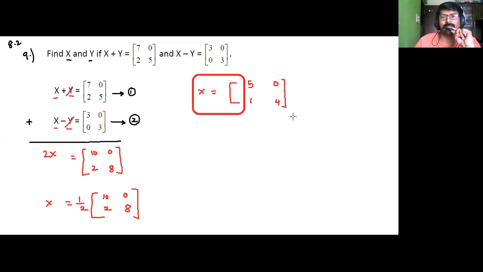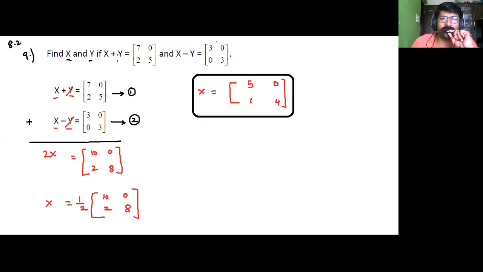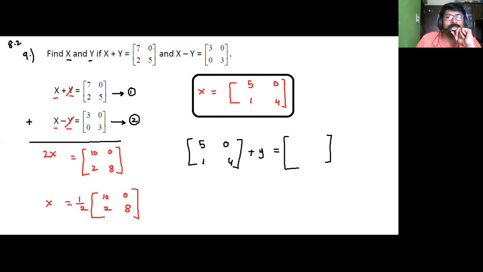Now once we get this matrix X, what is to be done? We can plug this matrix X into either equation number 1 or equation number 2, and that's how we're going to get matrix Y. Let me show you. So 5, 0, 1, 4, I am putting the matrix X value in equation number 1, plus Y is equal to the right hand side, which is 7, 0, 2, 5. Now we can get the matrix Y on the other side.